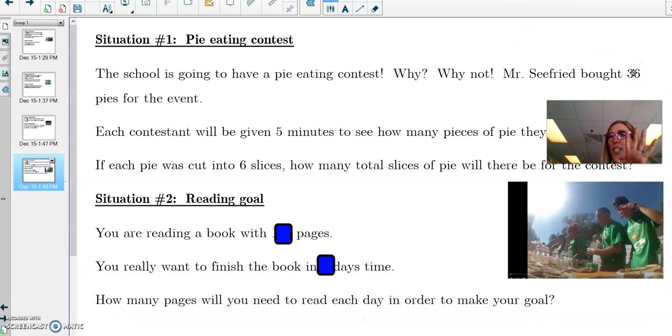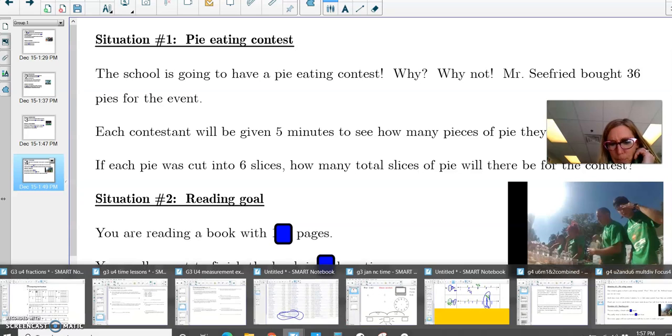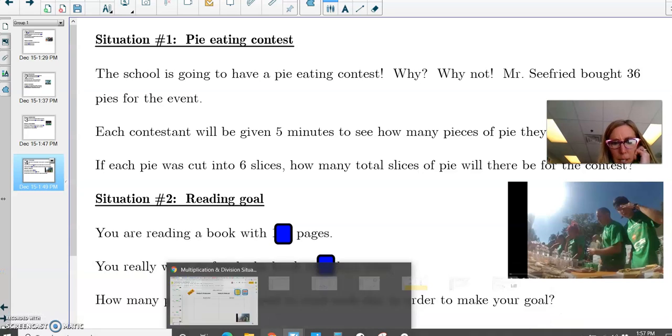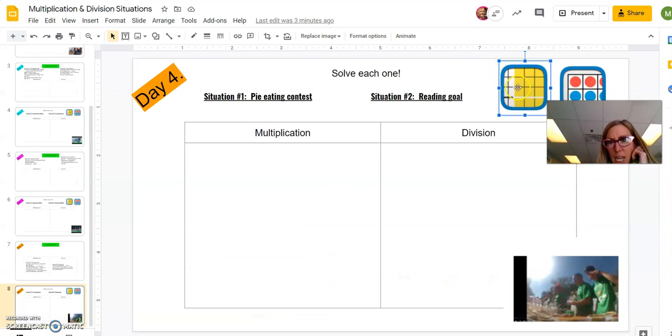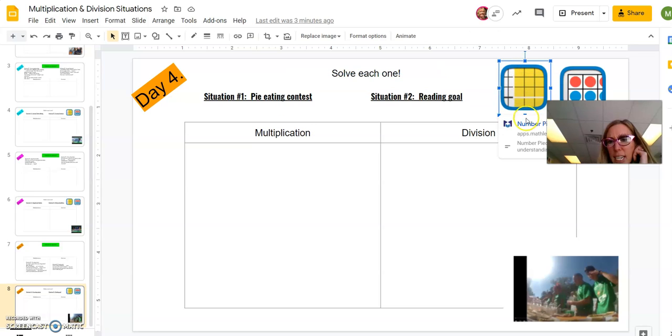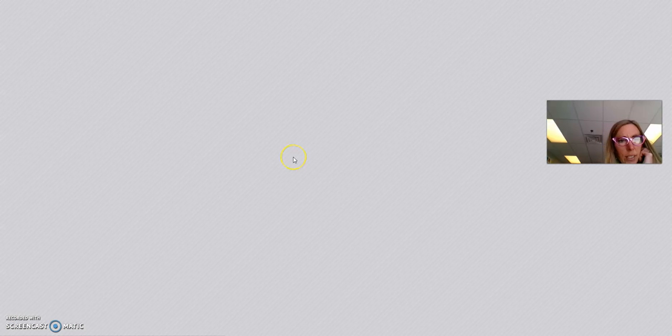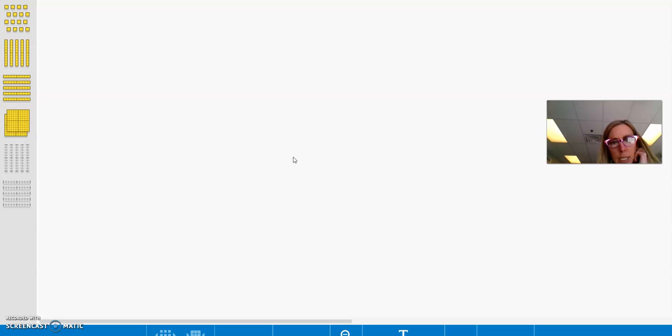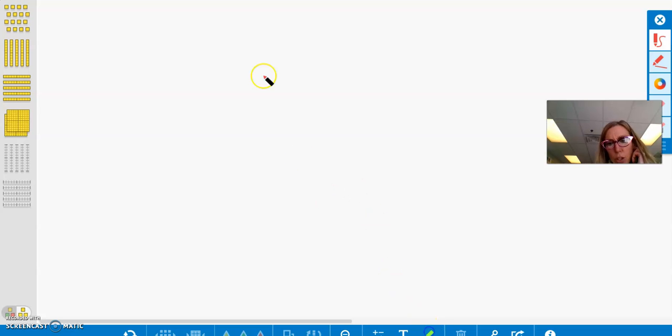Each one of those 36 pies has 6 slices. So I'm going to have to do 36 times 6. Wowza. So let me go back here. And let's say I'm like, all right, 36. Whew. I'm going to get my number pieces app, and I'm going to go 36 times 6.